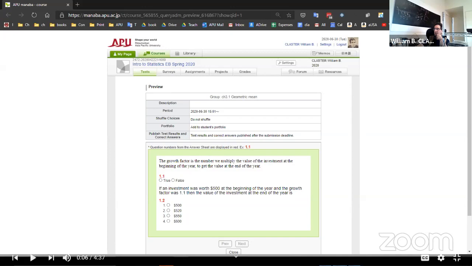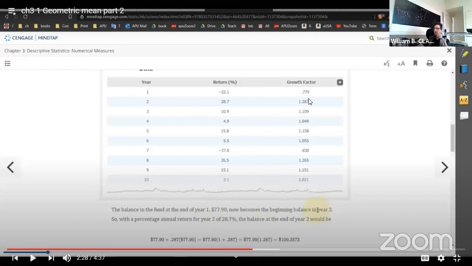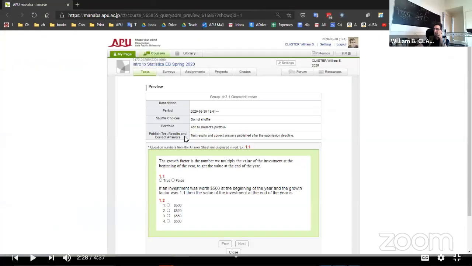So going back to that picture, here, going back to here. So the growth factor was 0.779. So we will take the initial value, which was $100, and multiply it times this, and that will tell us how much we have at the end of the year. So we'll only have $77.90. Okay, so like the problem said, the growth factor is the number we multiply the value of the investment at the beginning of the year by to get the value at the end of the year. So that's true.